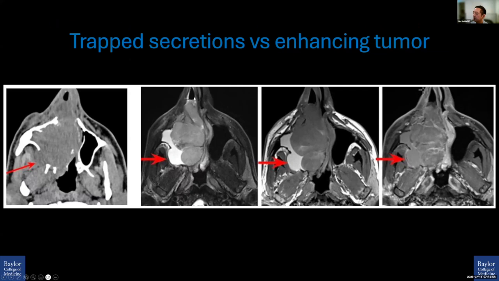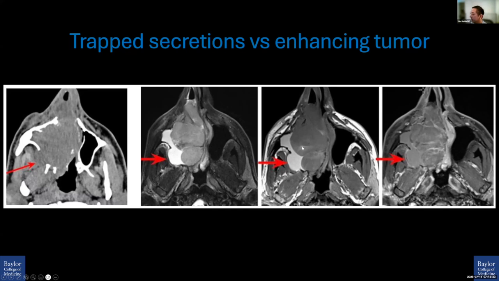Now, I had talked about before that MRI is really good at differentiating trapped secretions versus enhancing tumor, and this is a really good case of that. You can see this right nasal cavity and maxillary sinus mass. It has osseous destruction of the maxillary sinus wall, and on the CT, it's really hard to tell what is tumor and what is trapped secretions. Then you get the MRI, and you can see that here is a nicely outlined mass, and then laterally in the maxillary sinus, we see the trapped secretions. This is a melanocytic myeloma.